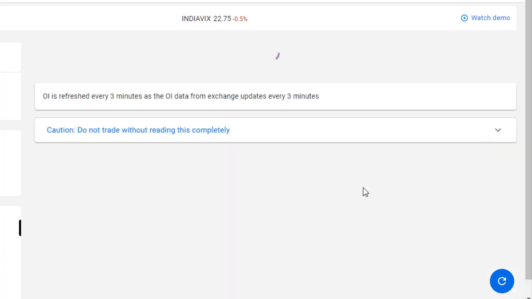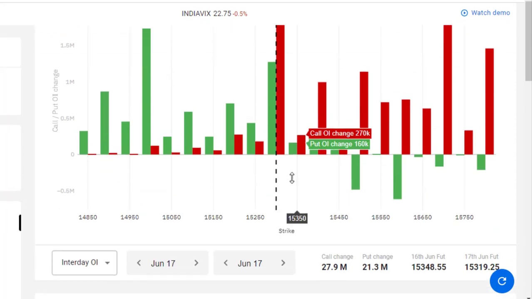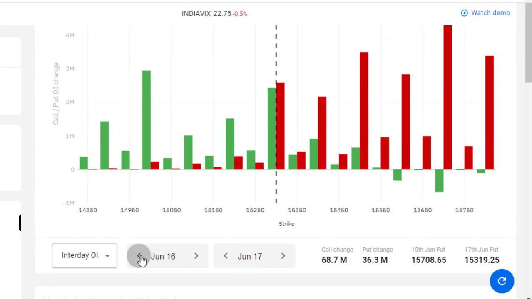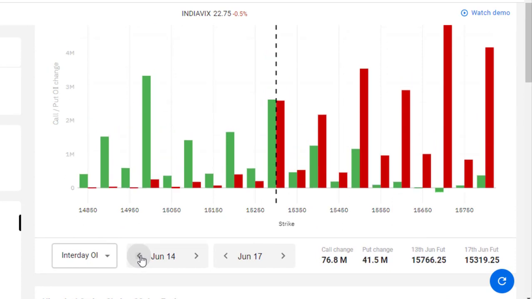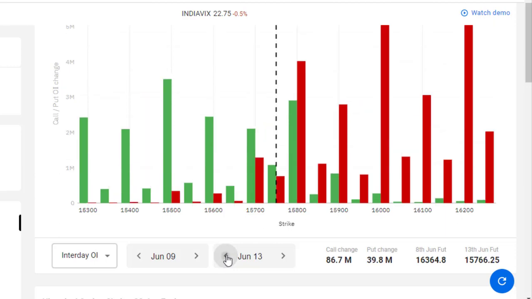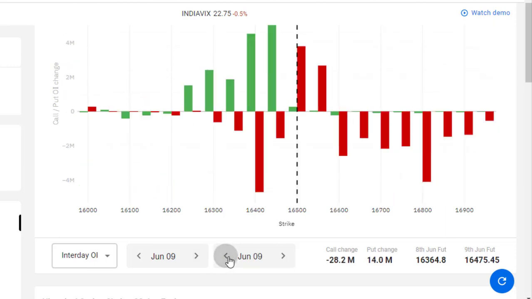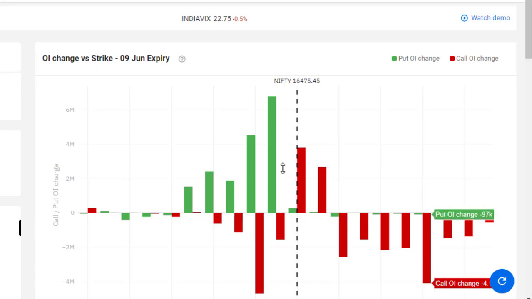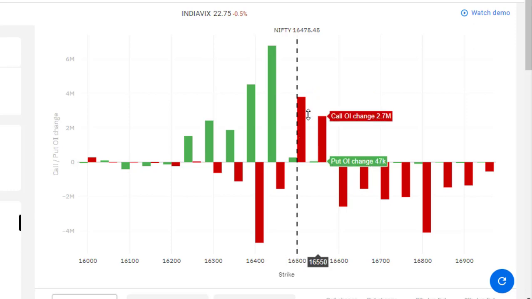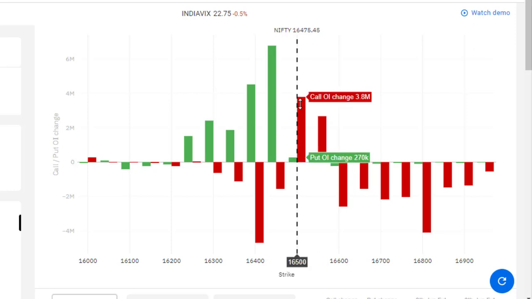Now let's look at Nifty. So what this means is that this is the intraday movement. You can see that the intraday movement changes from day to day, and suppose you want to just look at June 9th. As of June 9th, this is the activity that has happened. So at 16,500 a lot of short calls were written. So this level would have acted as a very strong resistance.